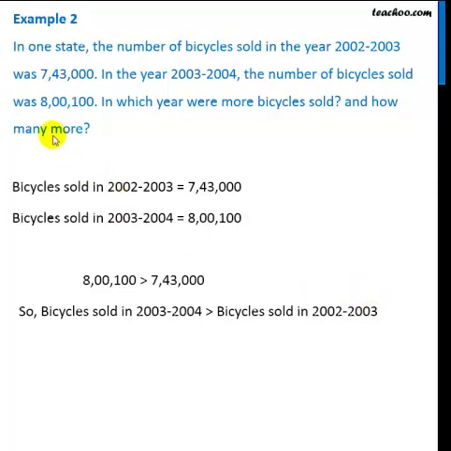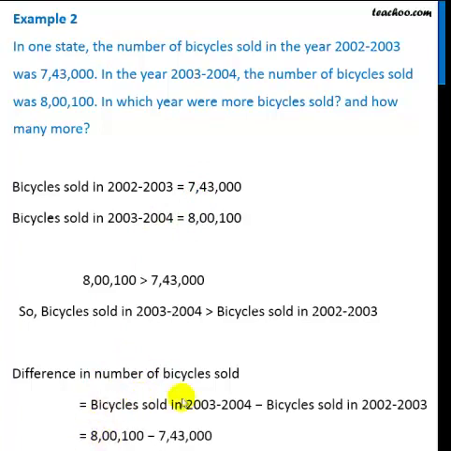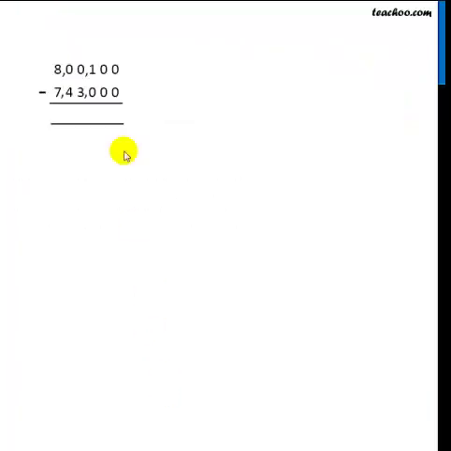Now we also have to find how many more were sold. How many more will be the difference of both these numbers. So it will be this minus this. Now to find the difference, we put these numbers one below the other, something like this. We start from the right, go towards the left. So here 0 minus 0 becomes 0, 0 minus 0 again becomes 0, and 1 minus 0 becomes 1.